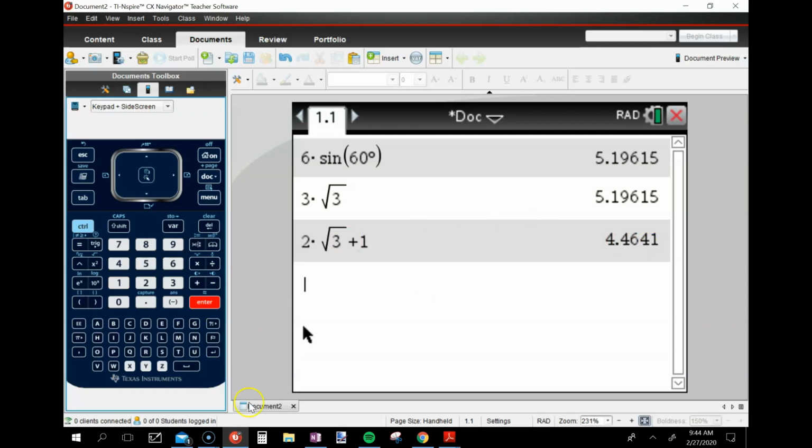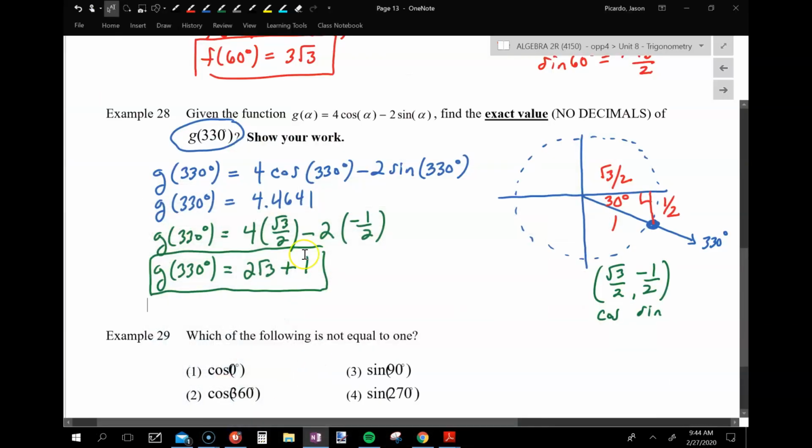.4641, and that's what we got, right? 4.4641. So this definitely checks. Cool.